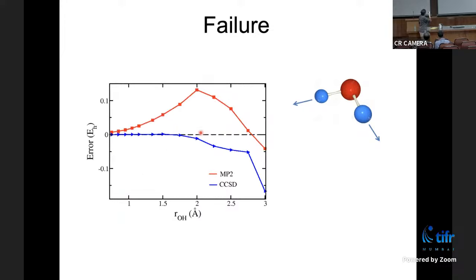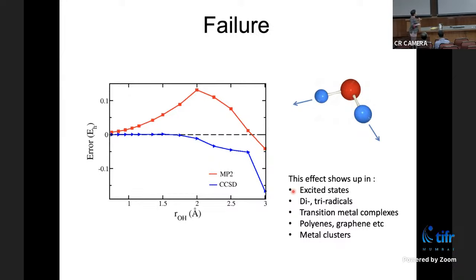Just to re-emphasize the point, for the same curve that we saw last time, here I'm just plotting the errors with respect to the exact. So you see the error is increasing and it's still increasing because it is going to negative infinity at infinite separation. That's a disaster for a chemist. If I can't break a bond, I should just give up. And what is more of a problem is that this same effect shows up for excited states, which I mentioned I was interested in. Diradicals and triradicals, transition metal complexes, polyenes, graphenes, all of polyaromatic hydrocarbons, and metal clusters. So essentially everything that I'm interested in, and for that matter, everything most chemists are interested in, because that's where the reactivity is maximum, it can be tuned, all sorts of interesting stuff can be done, does not work at this level of theory.